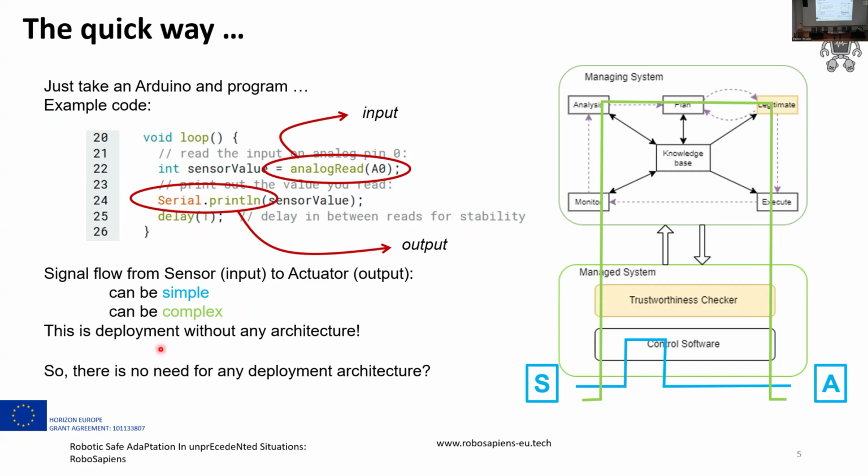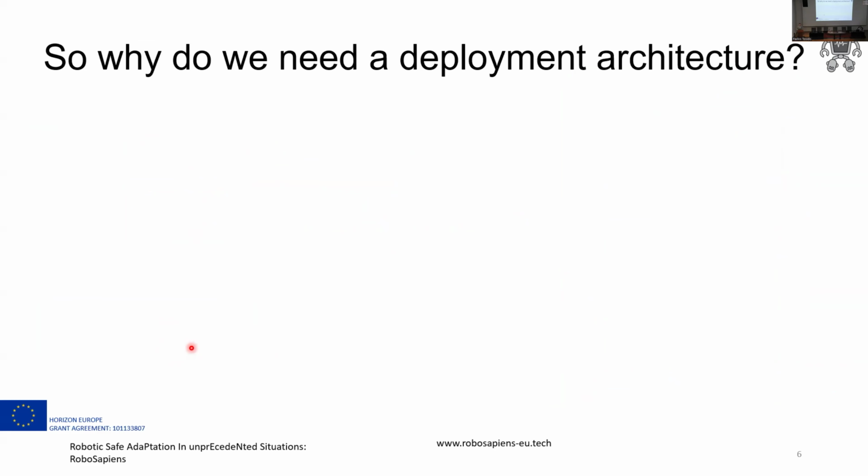So, why do we need a deployment architecture? You could do it without, but we have good reasons to still go to an architecture. So, any ideas? Why do we need a deployment architecture? I was told that this is a workshop, and I want you to work. Any arguments? I think there are many arguments, and the list I will show here is far from complete, so please speak up. Any ideas?